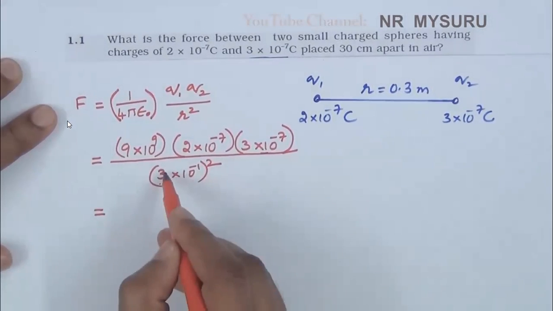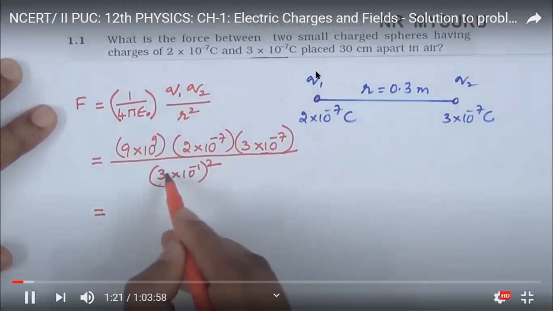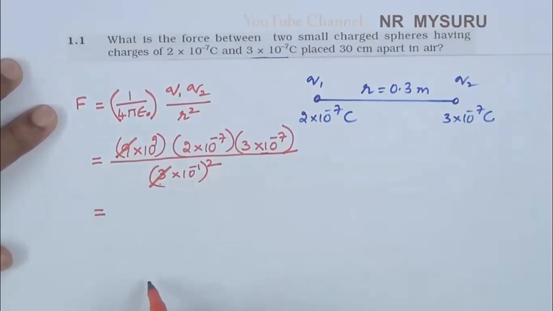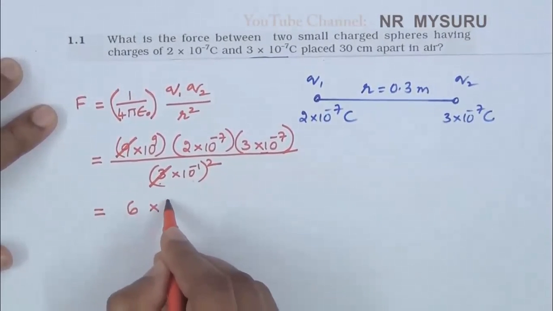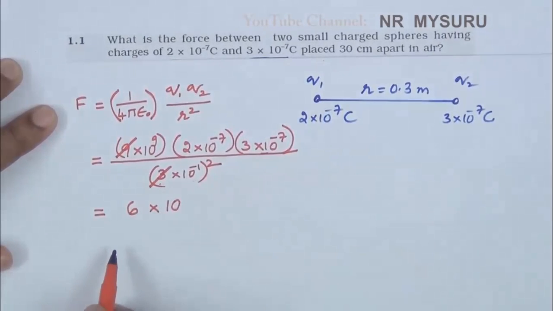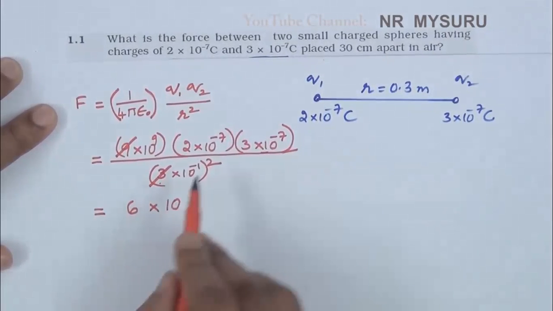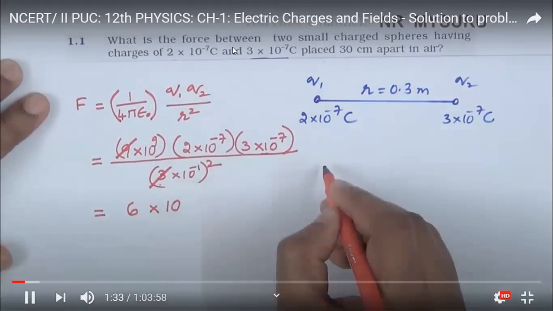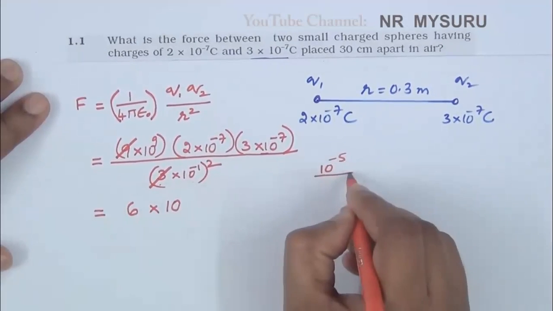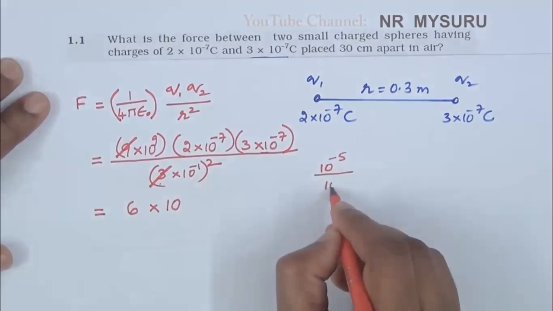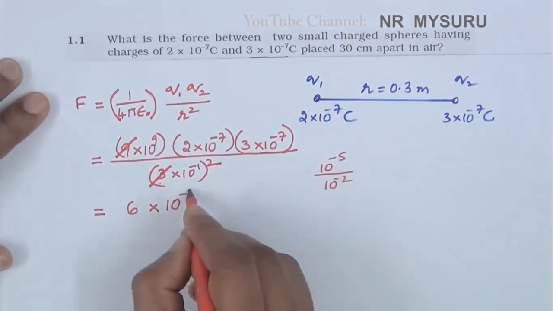Now this is 3 squared, 9 gets cancelled, 3 into 6 into 10^-14, 9 minus 5, 10^-5 divided by 10^-2, so it is 10^-3 Newton.